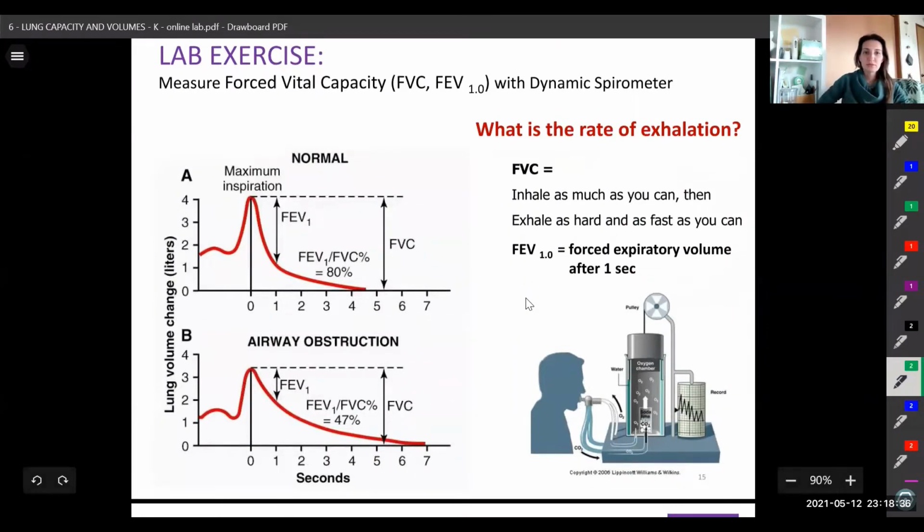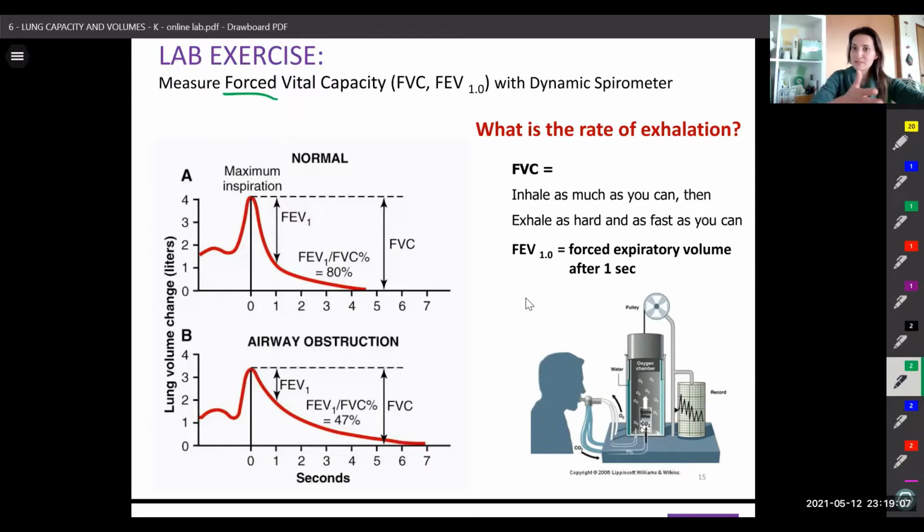The type of measurement we're interested in here is the forced vital capacity measurement. And so this is where an individual is taking a maximum exhalation after a maximum inhalation. But we're also asking them to do that maximum exhalation as quickly as possible. And so sometimes that's referred to as the forced vital capacity when it's done, rather than just vital capacity.